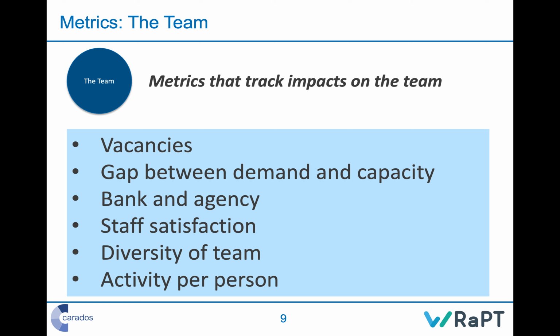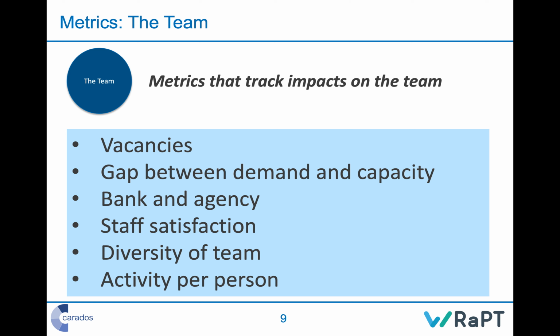Now then, this range automatically gives us a view when we're thinking of our logic model. Because if, for example, we are thinking of introducing a new band and recruiting 50 of that band, we'll talk about recruitment in a second and how we know we're doing that right, we would expect the vacancies to go down. We would expect the gap between demand and capacity to go down. We would expect the use of bank and agency to go down. We would hope the staff satisfaction was going up.